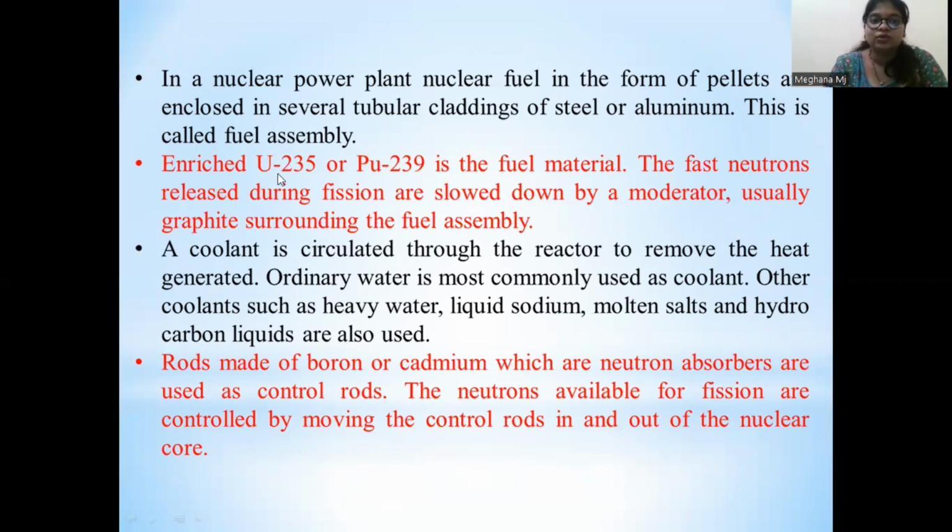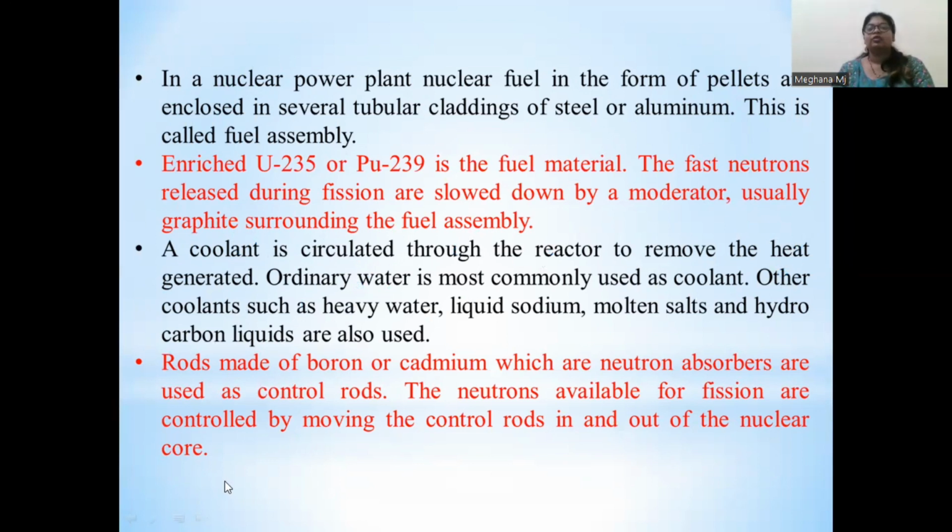Enriched U235 or Pu239 is the fuel material. The fast neutrons released during fission are slowed down by a moderator, usually graphite, surrounding the fuel assembly. A coolant is circulated through the reactor to remove the heat generated. Ordinary water is most commonly used as coolant. Other coolants such as heavy water, liquid sodium, molten salts, and hydrocarbon liquids are also used.